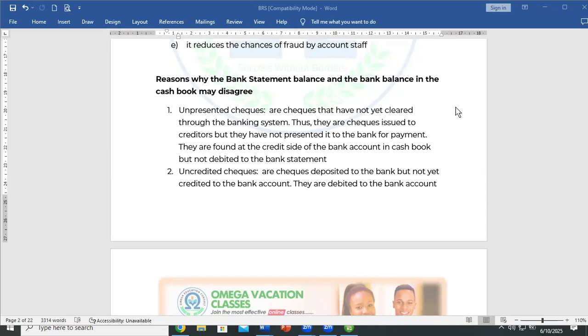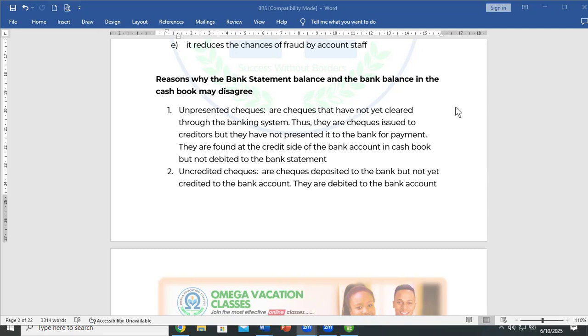Unpresented checks. Unpresented checks are checks that have not yet cleared through the banking system. Thus, they are checks issued to creditors but not yet presented to the bank for payment. Okay. Thank you very much for that.